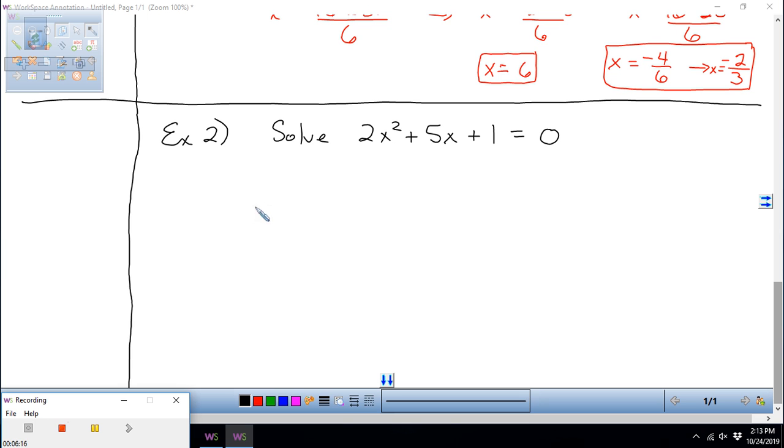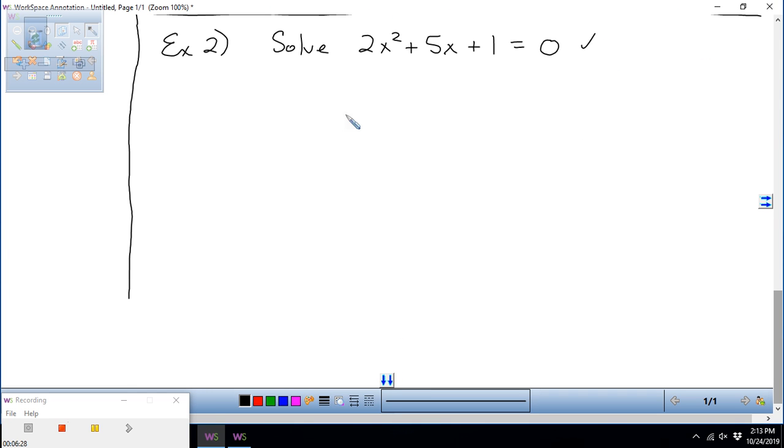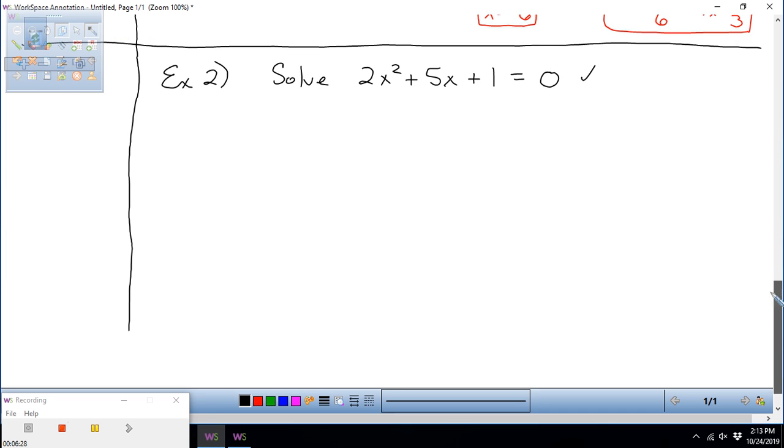Okay, example number 2. We're going to solve 2x squared plus 5x plus 1 equals 0. First thing we're going to do is make sure it's equal to 0, and it is, so that part's good. Next, we're going to label our a, b, and c. So our a value is 2, our b value is 5, our c value is 1. And now we're ready for the third step, which asks us to plug it into the formula.